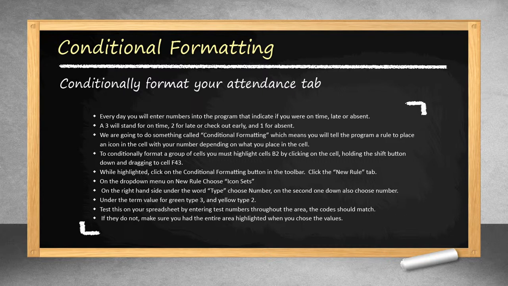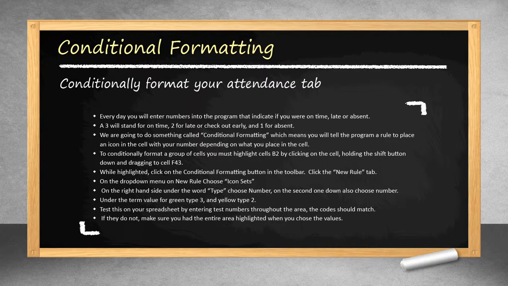To conditionally format a group of cells, you must highlight the cells by clicking on the cell, holding the Shift button, and dragging to the cell that you want to highlight. While highlighted, click on the Conditional Formatting button in the toolbar. Click on the New Rule tab. On the drop-down menu on New Rule, click Icon Sets.